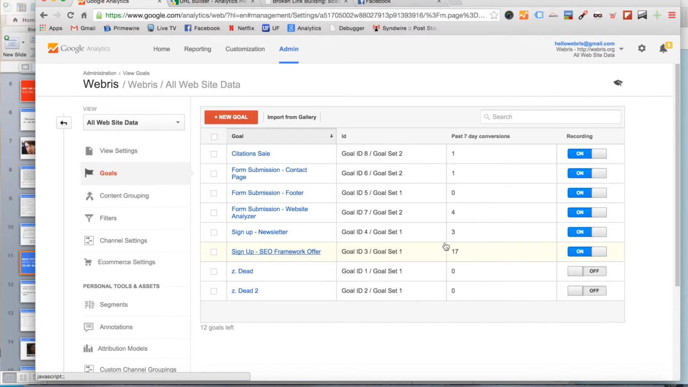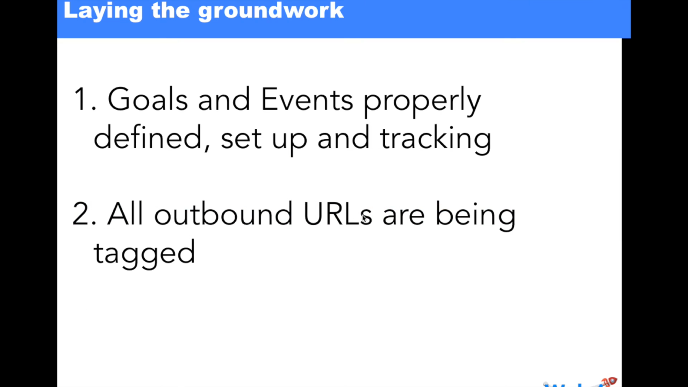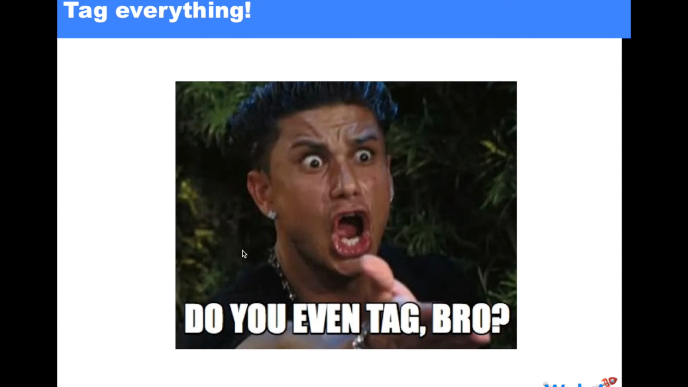Again, I'm not going to cover this here because I have a post on my site. I'm going to leave you the link underneath this so you can read it and you can figure out how to set up goals in your own site. But for the purpose of this training, I'm not going to get into it, but you absolutely have to have goals set up. Now, the other thing is having all outbound URLs tagged.